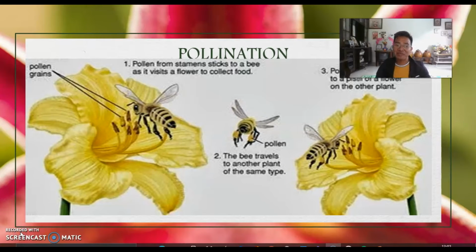So what is actually pollination? Pollination is a process of transferring pollen grains from the male reproductive organ of the flower, that we call the anther, to the female reproductive organ of the same or different flower of the same species, that we call the stigma.